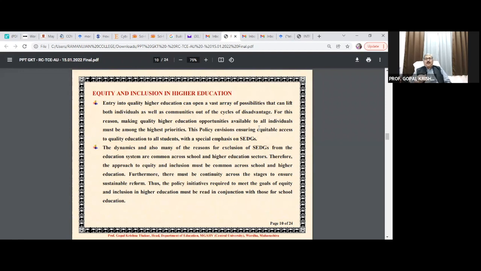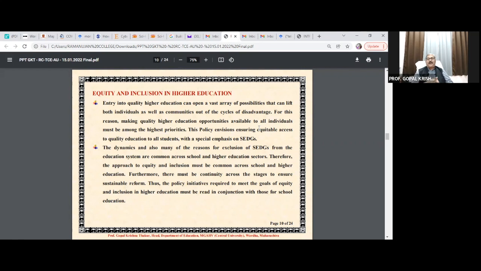And we have talked just a couple of minutes back about the reasons for inclusion of SEDGs. People from the education system are common across school and higher education sectors. Therefore, the approach to equity and inclusion must be common across school and higher education institutions. The policy initiatives required to meet the goal of equity and inclusion in higher education should go hand in hand with the conceptual envisioning of equity and inclusion provided at the school education level. So school education level and higher education level should be in continuum in terms of providing equitable and inclusive education.